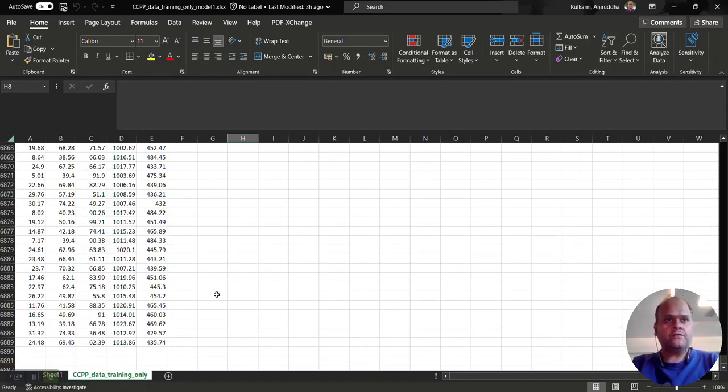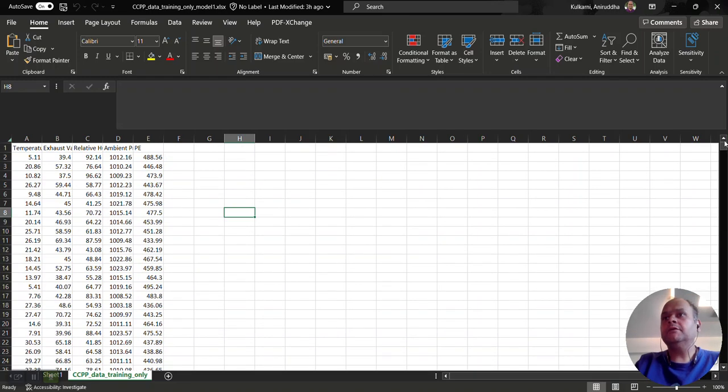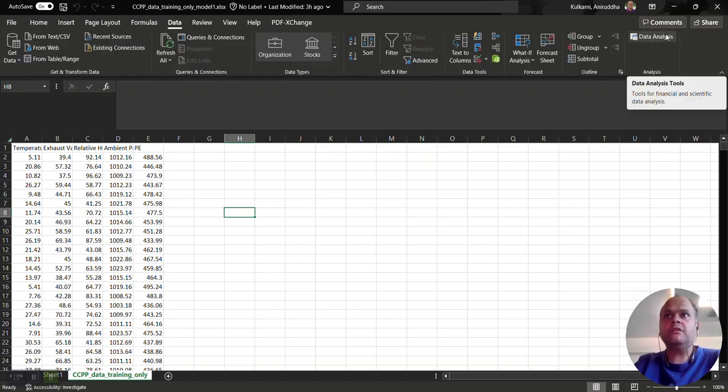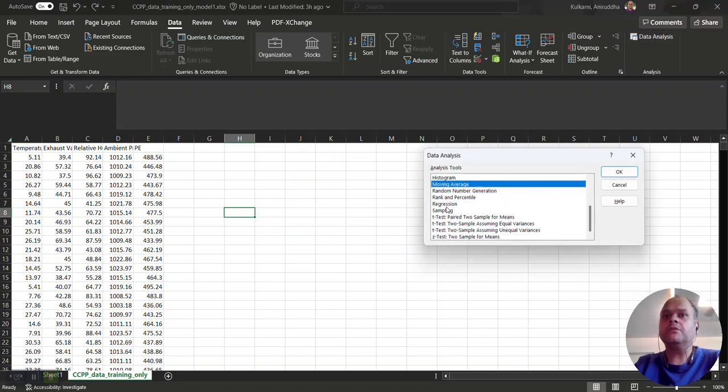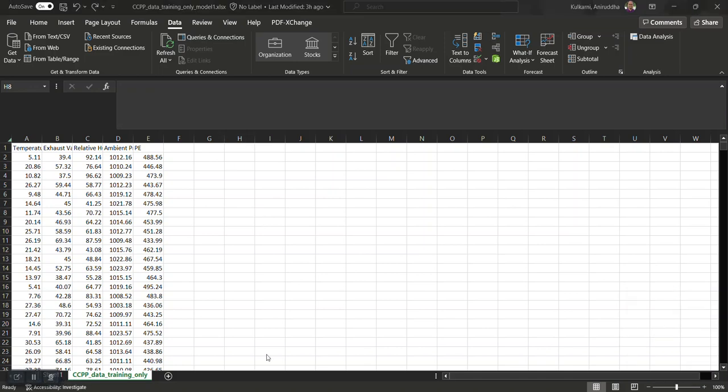If you see the data here, just scroll all the way up. This is a subset of our original data set, and I'm considering this to be the training data, and it has all the four input features and the target feature. What we have done is run the regression tool that is provided by Excel, and the output is on the other sheet here.